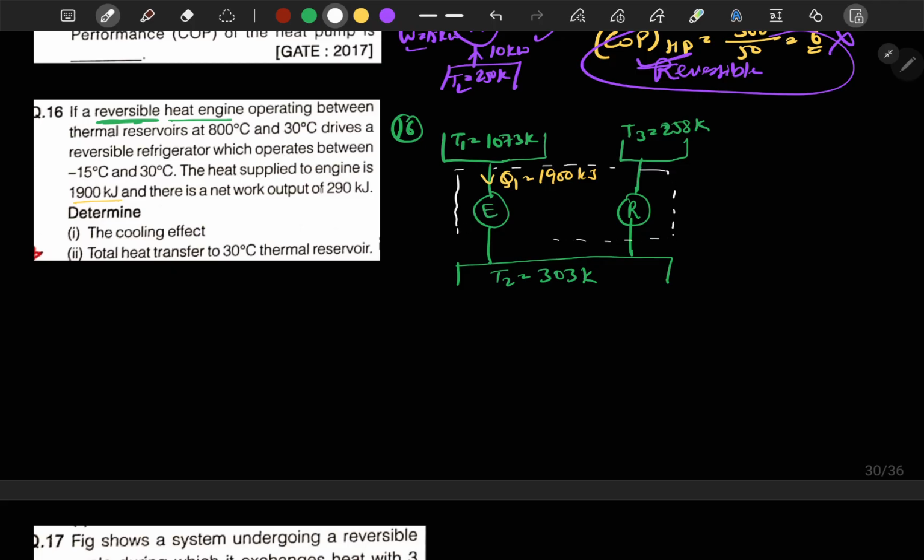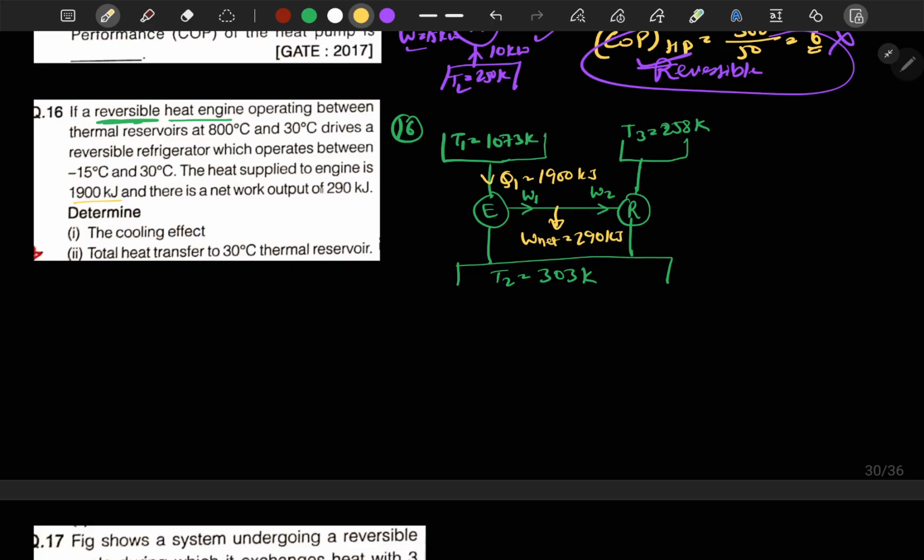So both systems combined are delivering work of 290 kilojoule, and I might represent it in another way, like I have done in the previous question. So let's say that this engine is also supplying the work to the refrigerator. So this is producing W1 amount of work, and W2 amount of work is absorbed by the refrigerator, and the remaining work, which is called W net, is supplied outside the system, which is equal to 290 kilojoule.